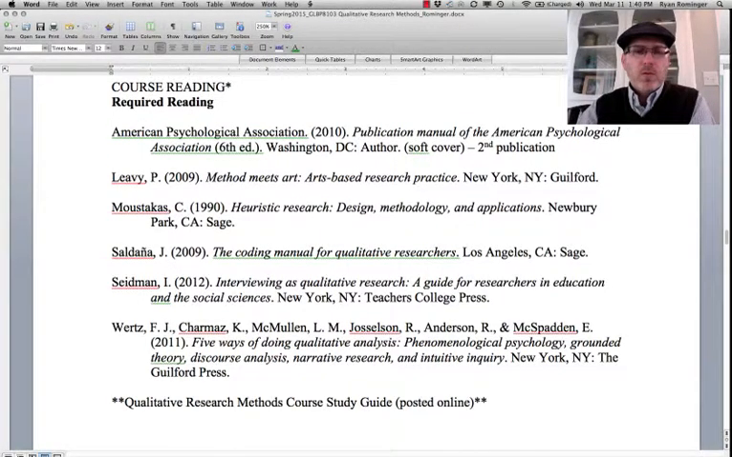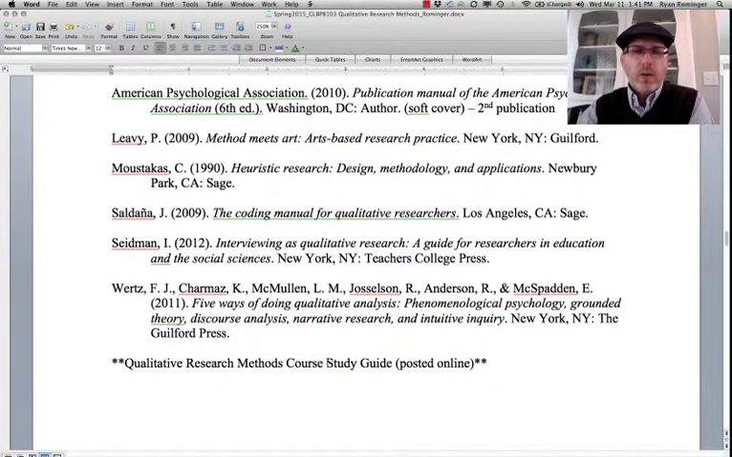Along with the required readings, we're going to have a study guide, and that study guide is already posted online for you to browse through. The study guide is essentially a listing of articles broken down into various topics, and primarily they're broken down into different research methods. So you have a bunch of articles and books listed under heuristic research, a bunch under phenomenology, a bunch under hermeneutics. And so you can use that as a way to dive deeper into a particular research method, especially if you're going to be using that for your dissertation research.